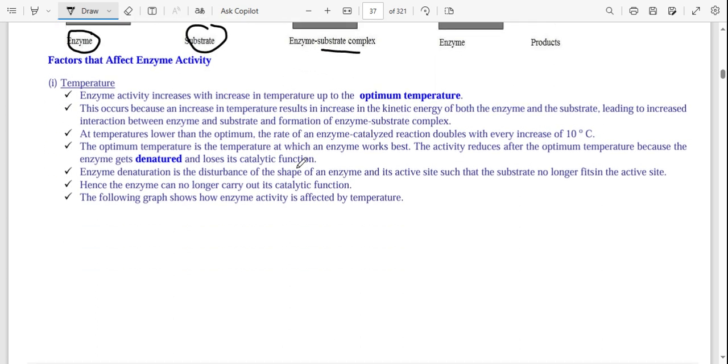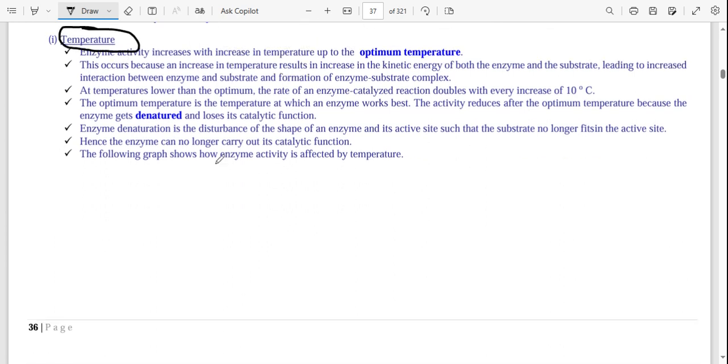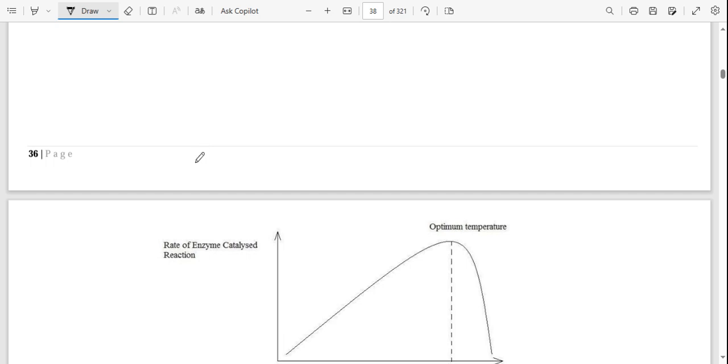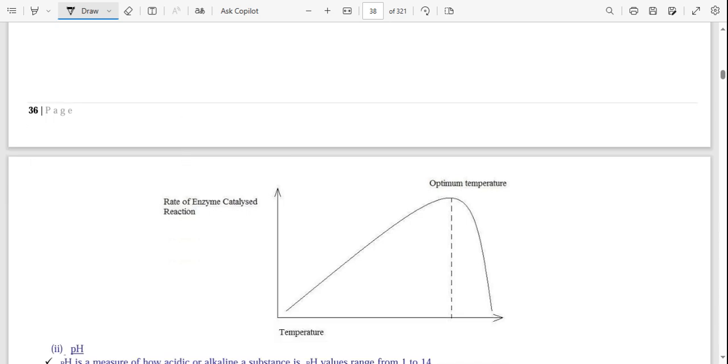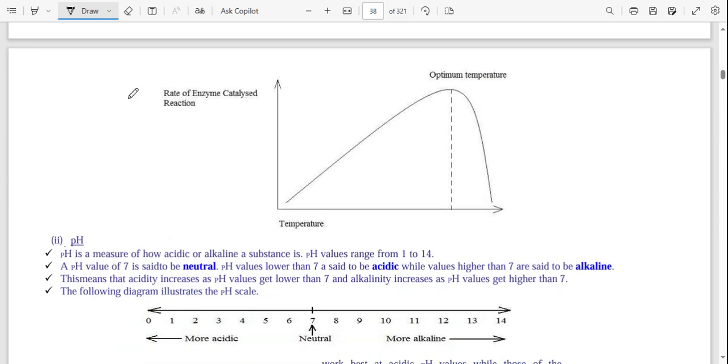Now let's talk about the different factors that affect the rate of a chemical reaction. The first one is temperature. Not really the rate of a chemical reaction, but enzyme catalyzed reactions: how does temperature affect the rate at which enzymes do their function? So each enzyme has a temperature at which it works very well, and that temperature is known as the optimum temperature. Below that temperature and above that temperature, the enzyme does not work well.